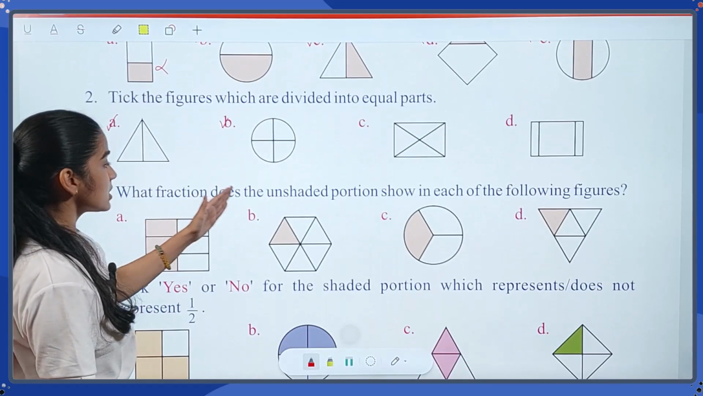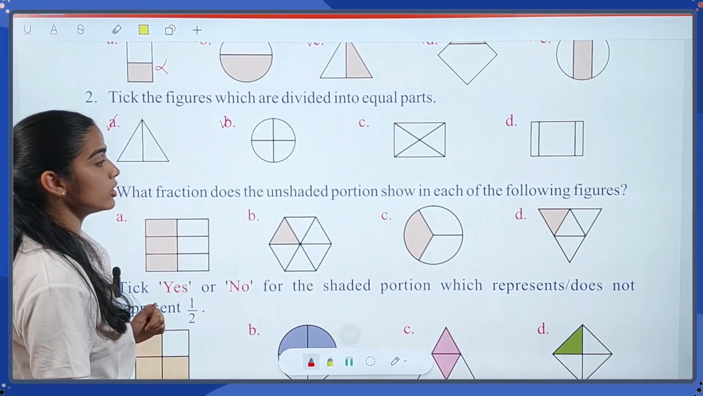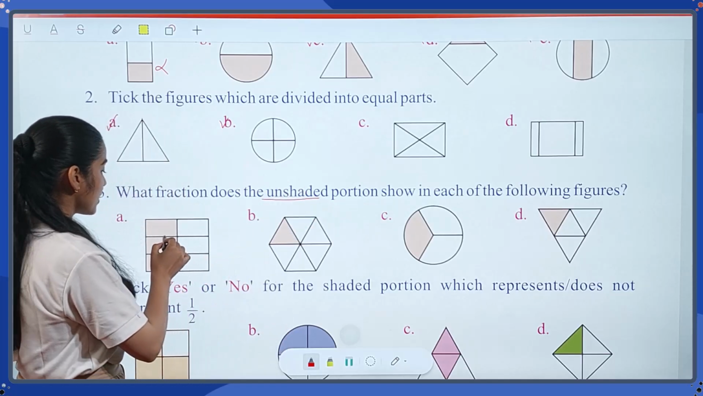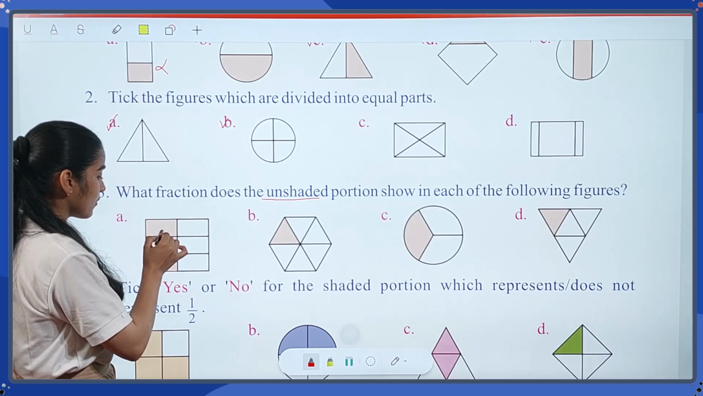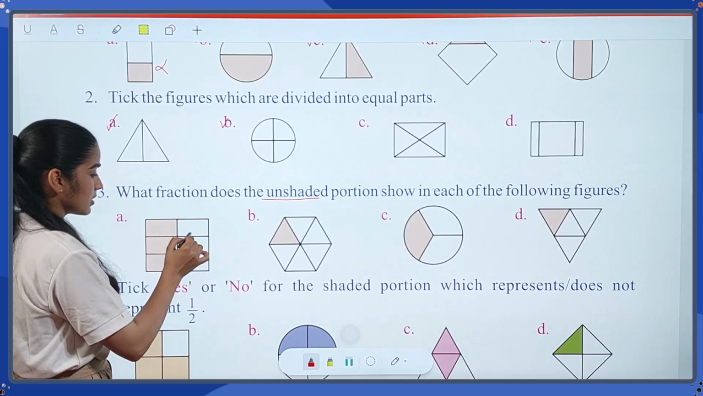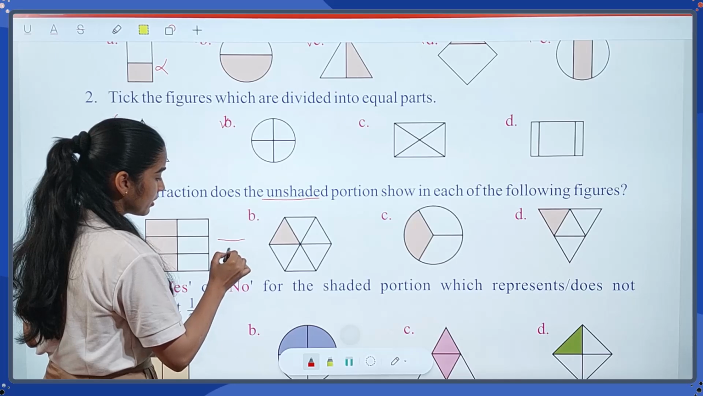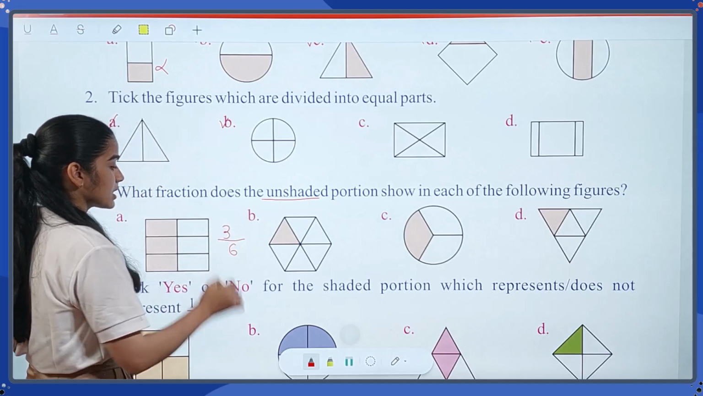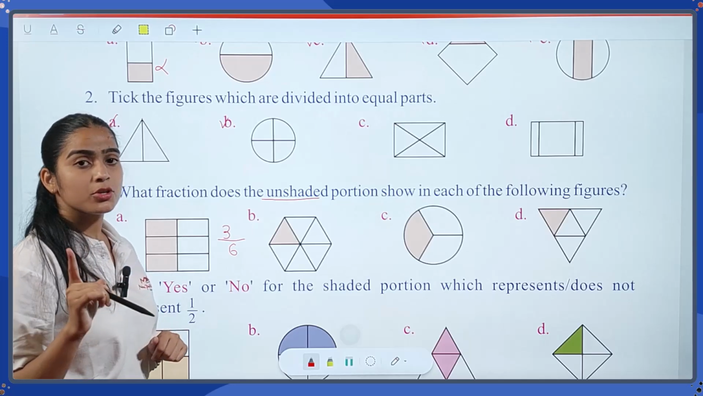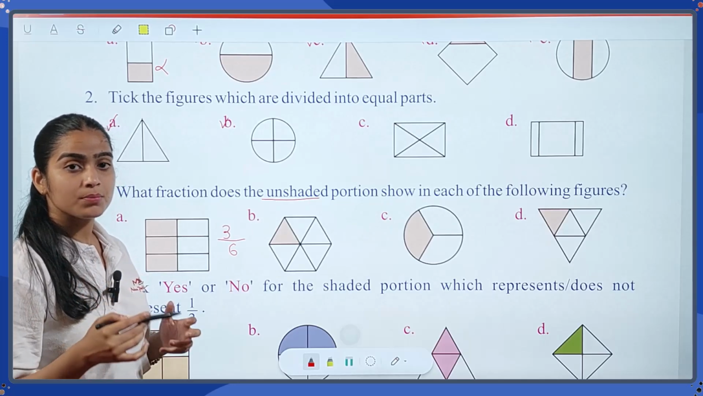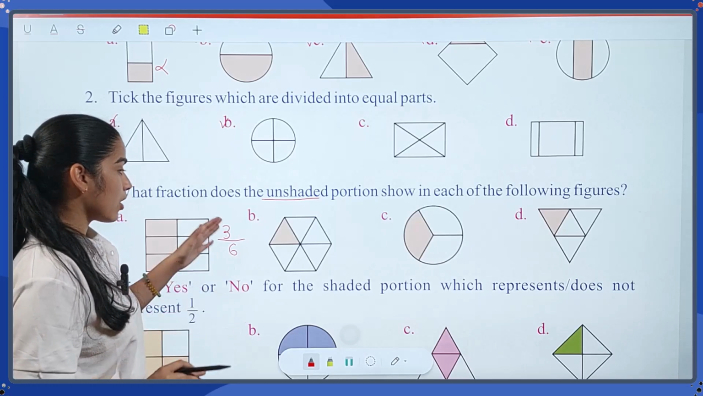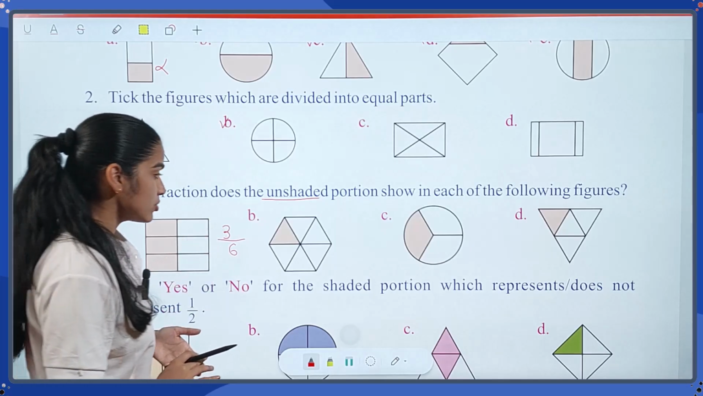What fraction does the unshaded portion show in each of the following? We have the unshaded portion. First we have to count how many total parts we have. 1, 2, 3, 4, 5, 6. So first we write our denominator, which is 6. Now how many are unshaded? 3. So 3 by 6 is your answer. Always keep in mind, your numerator depends upon your question. According to which question is asked, your numerator will change.